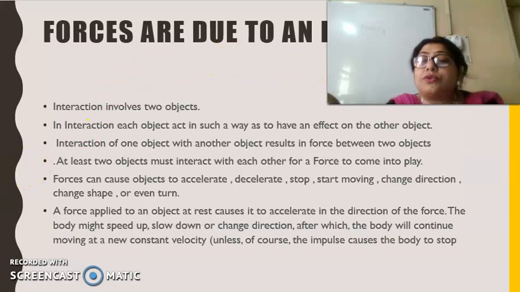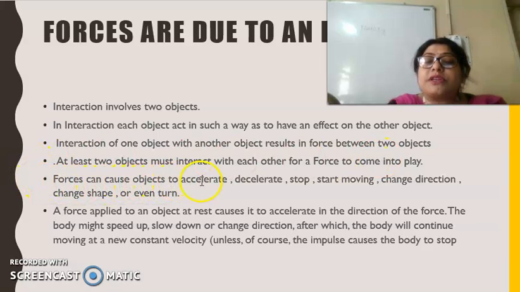Now, forces are due to an interaction. There should be an interaction between two bodies, which results in the application of force. First, it will involve two objects, and in an interaction each object acts in such a way as to have an effect on the other. So the interaction of one object with another results in a force between the two objects. At least two objects must interact with each other for a force to come into play.